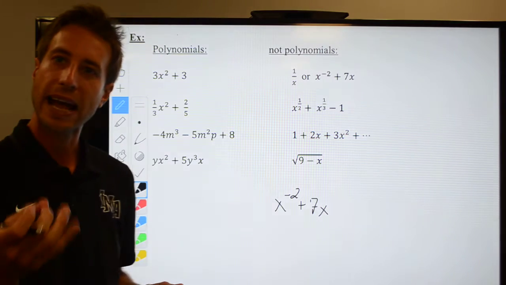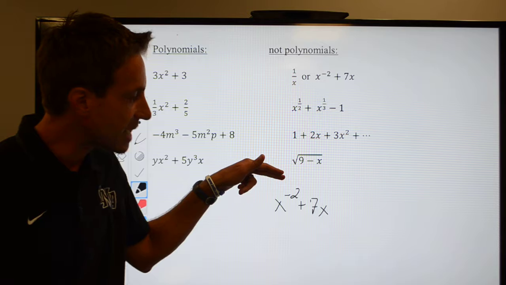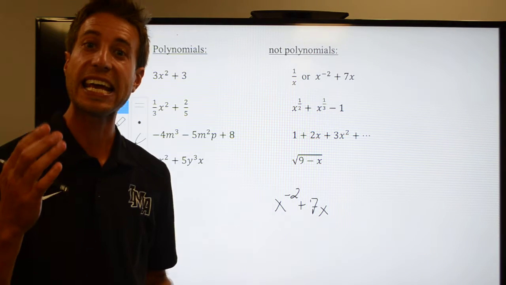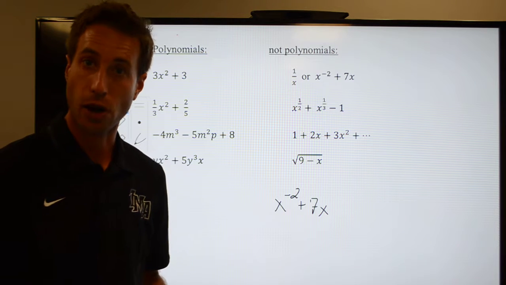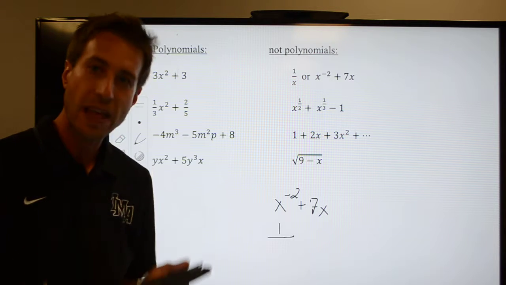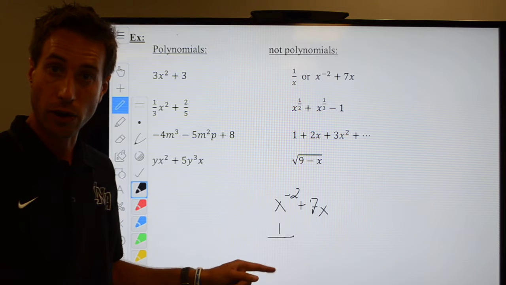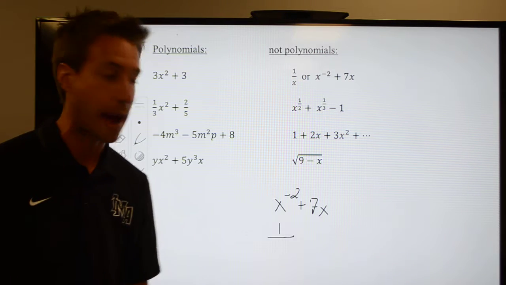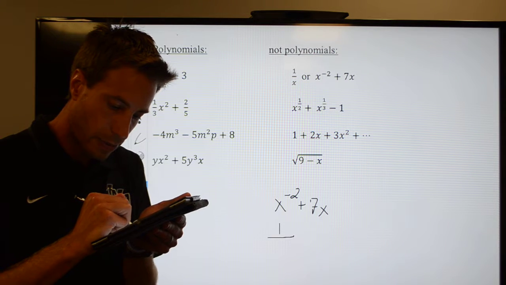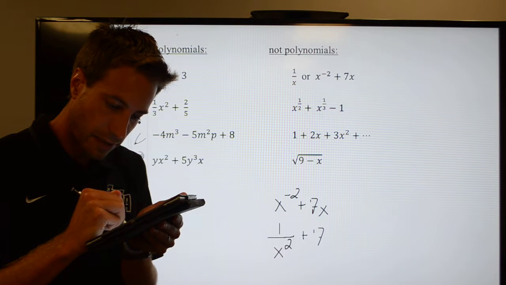Now, the rule about exponents that you learned in Algebra 1 is this. Anytime you have a negative exponent, you can make that exponent positive by taking the variable to the denominator, which is exactly what we're going to do. So I'm going to put a 1 over, and I'm going to move this x to the negative second to the denominator of this fraction. And when I do that, the sign on the exponent changes. So now it will be an x squared, and I still have my plus 7x.